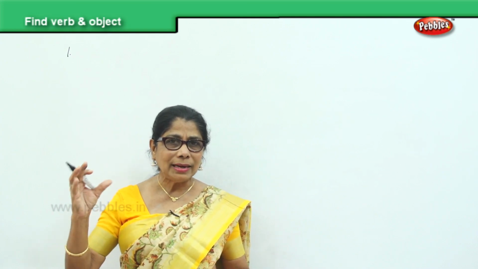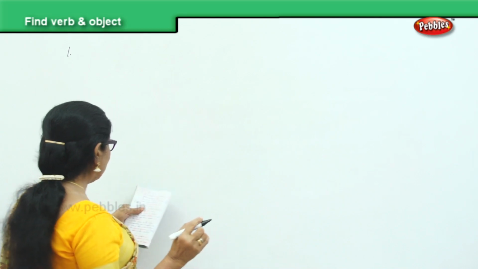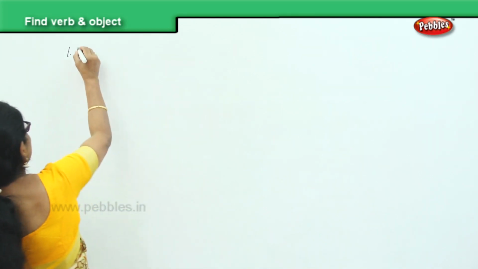Okay? And the verb is the most important part of the sentence because it is telling us what the subject is doing. What is happening? What has the subject done to the object? So if you ask all these questions, you can find out. Now I'll write down some sentences.